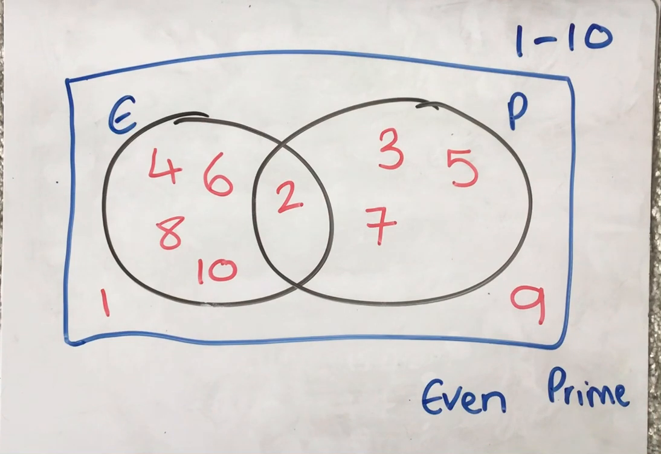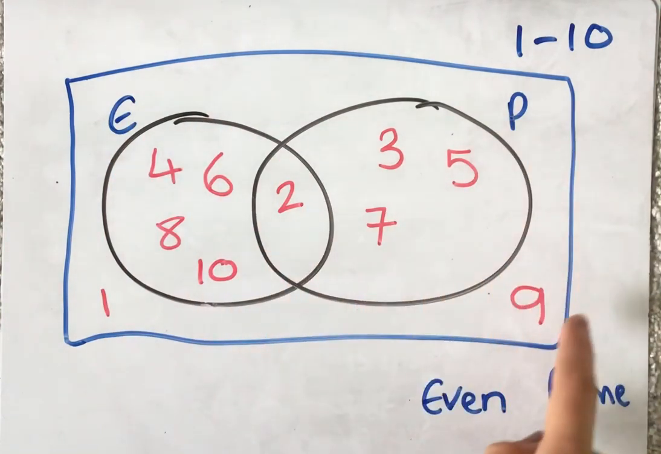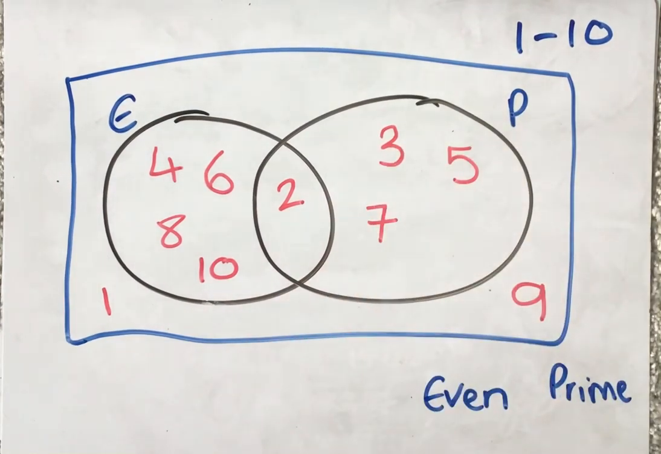What if I said I want the probability of not even? Okay, so I don't want any of these even numbers. There's 10 numbers in total. There's 2 on the outside. There's 3 here. So my probability would be 5 out of 10. Okay, and that's the type of things that I can do with Venn diagrams.